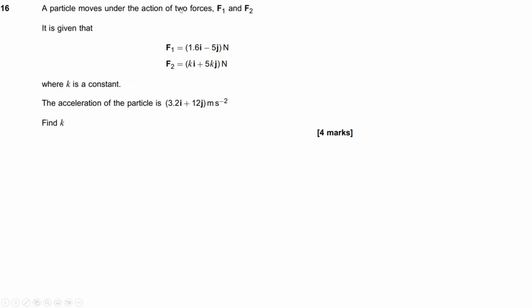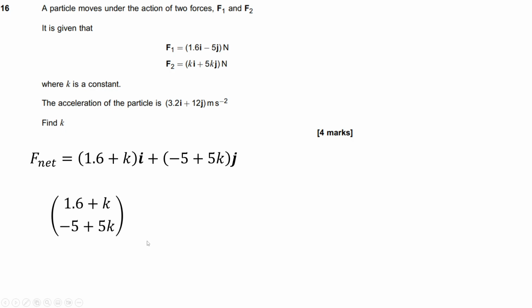A particle moves under the action of two forces. The acceleration of the particle is this. The net force is just going to be the sum of all the forces acting on the particle, so we'll just add this up. I've just put it here in terms of i and j. I'm going to write them out as vectors like this. And this force equals the mass times the acceleration, which is this.